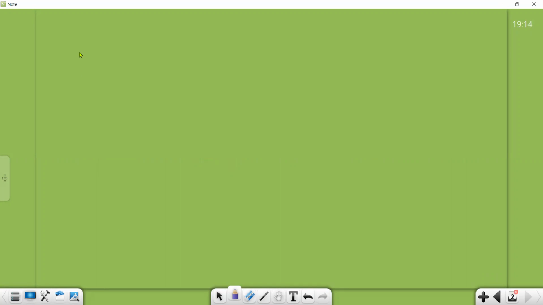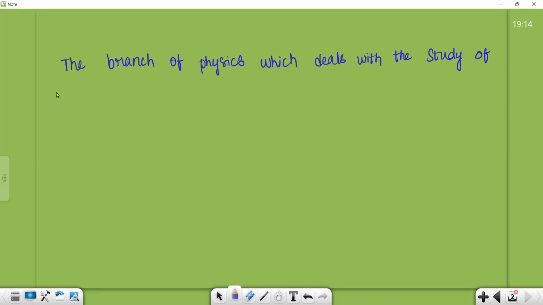So in physics, we are going to study this chapter. Physics explains a lot of things. Particularly the study of motion of an object in physics is called mechanics. So the branch of physics which deals with the study of motion of the object is called what, students? Mechanics. Mechanics is a branch in physics. It deals with the study of motion of the object.